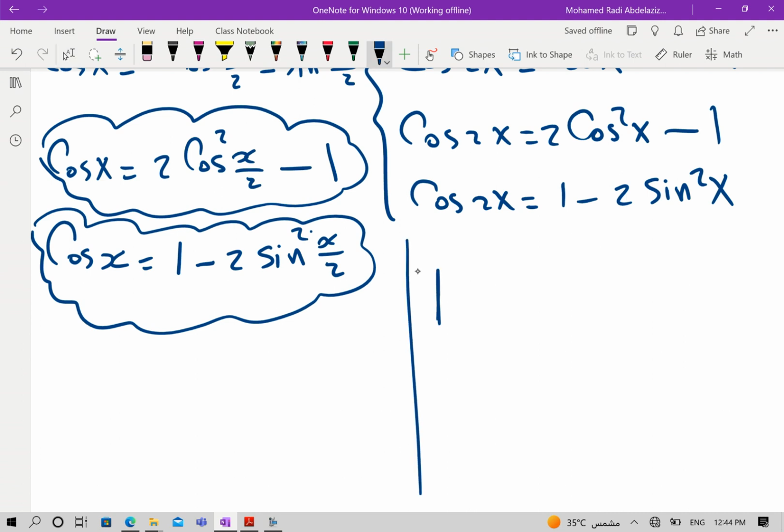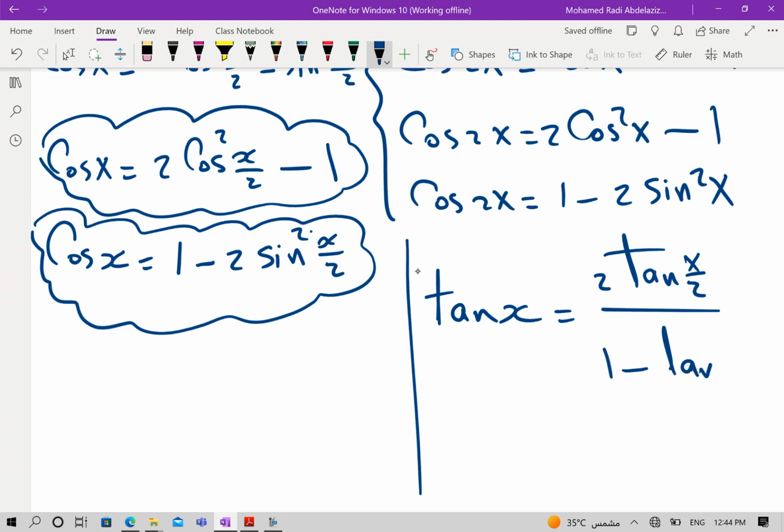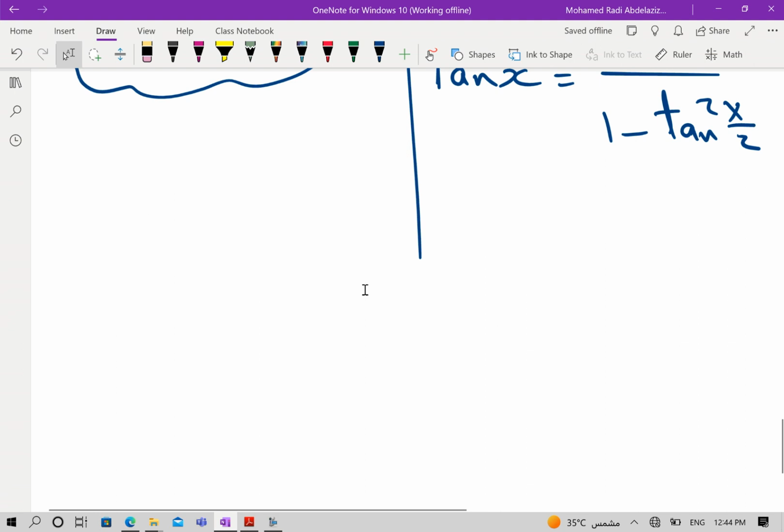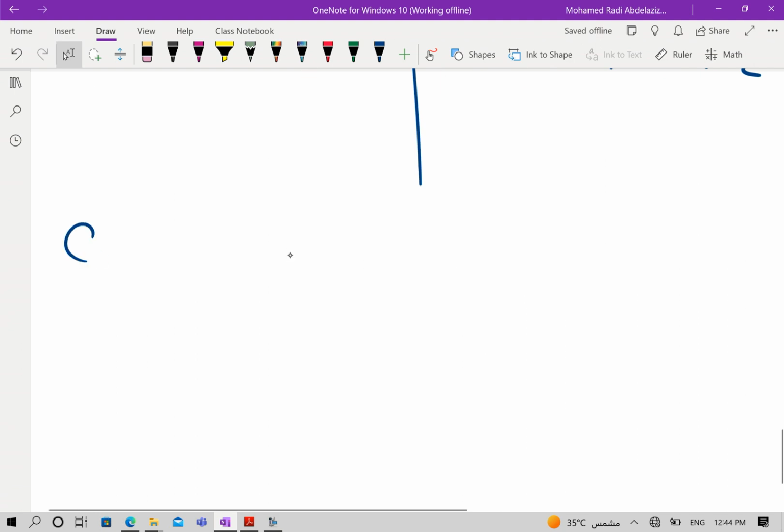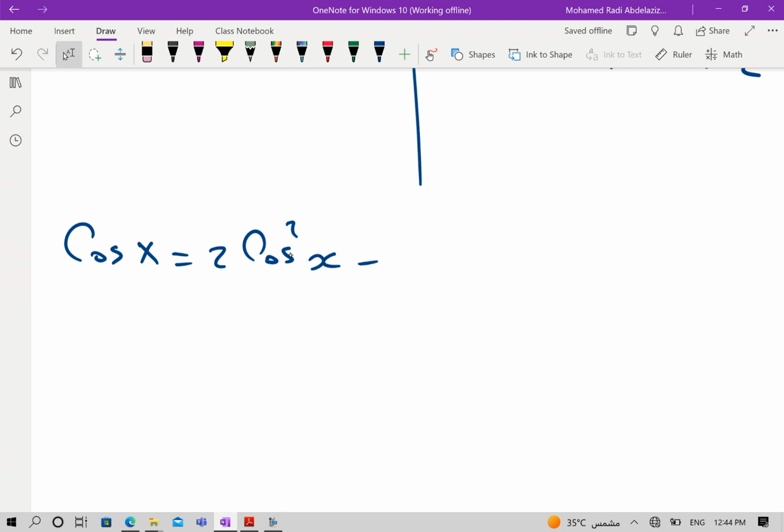When we're talking about x over 2, I can use tan, as I did in the previous case. Tan x, I wrote it as 2 tan x over 2 divided by 1 minus tan squared x over 2, and solve it as a quadratic equation to get the answer. Why do I prefer using cosine? If I write the first equation, cosine x is 2 cosine squared x over 2 minus 1. How to get cosine x over 2 as a subject?